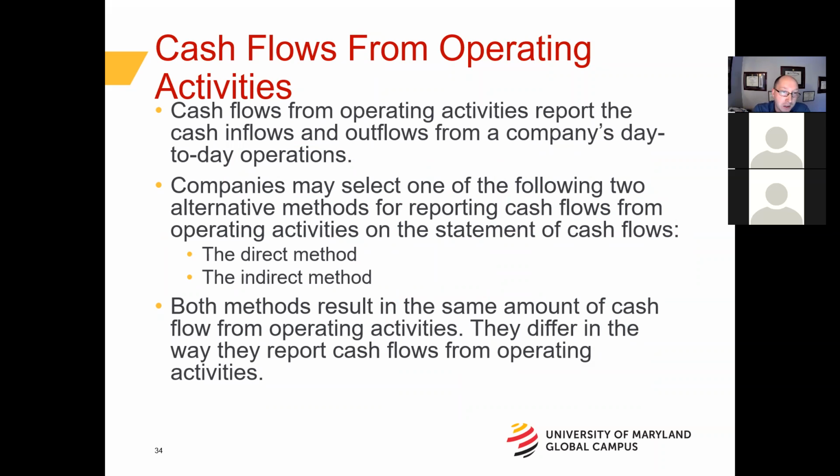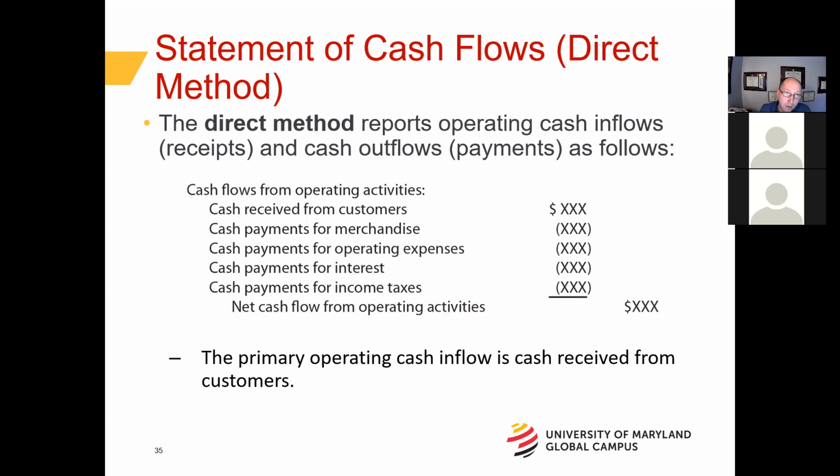From operating activities, cash flow comes from the day-to-day operations of the business. Cash inflow, sales of merchandise or services. Outflow, we're paying our day-to-day operation bills, right? There are two methods that the company can use in the reporting of operating activities to help the business understand how their cash is being used for day-to-day operations. The two methods are the direct method and the indirect method. Both methods result in the same amount of cash.